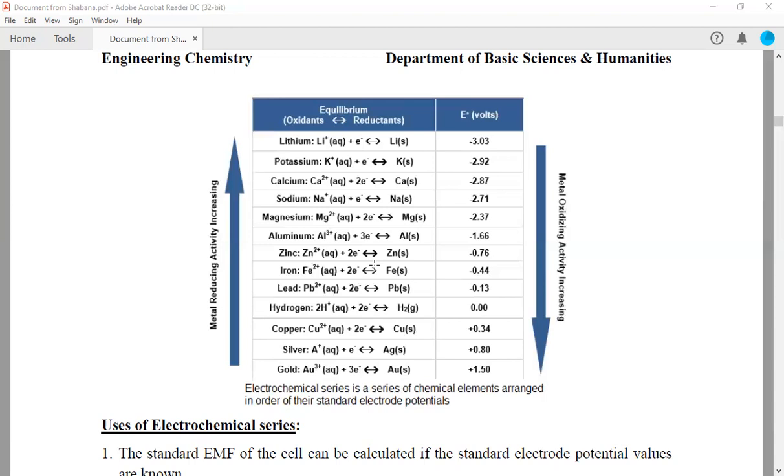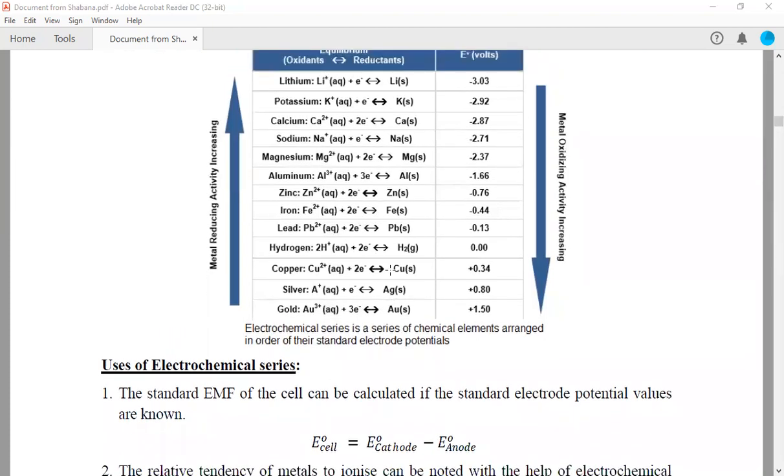And it is also used to calculate the equilibrium constant by using the formula E naught is equal to RT by nF ln K, which is given as E naught is equal to 0.0591 by n into log K to the base 10 at 25 degrees centigrade.